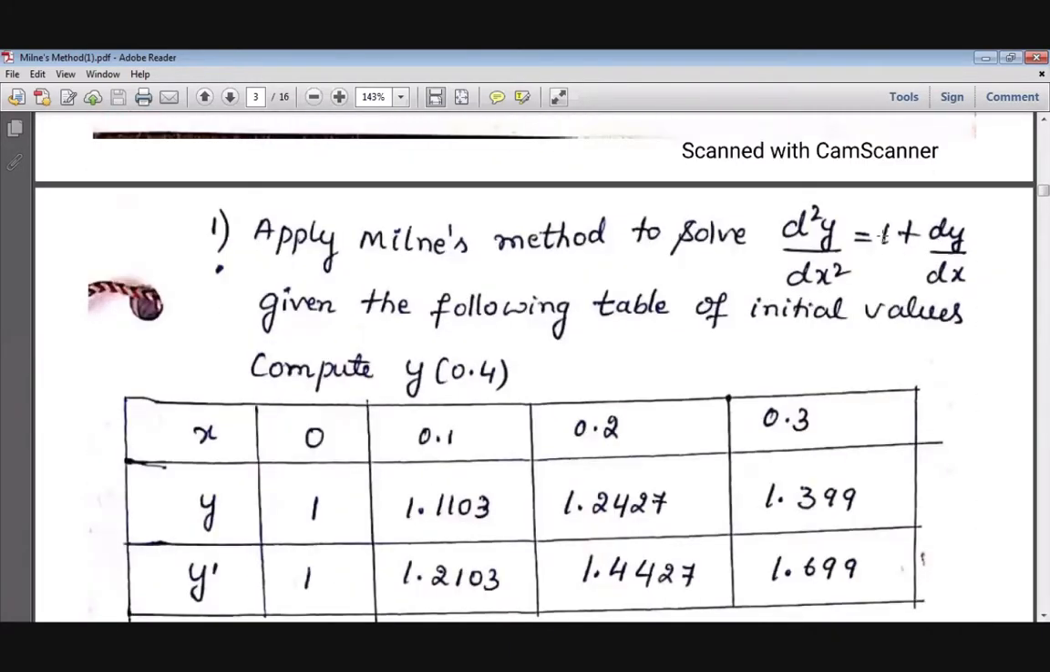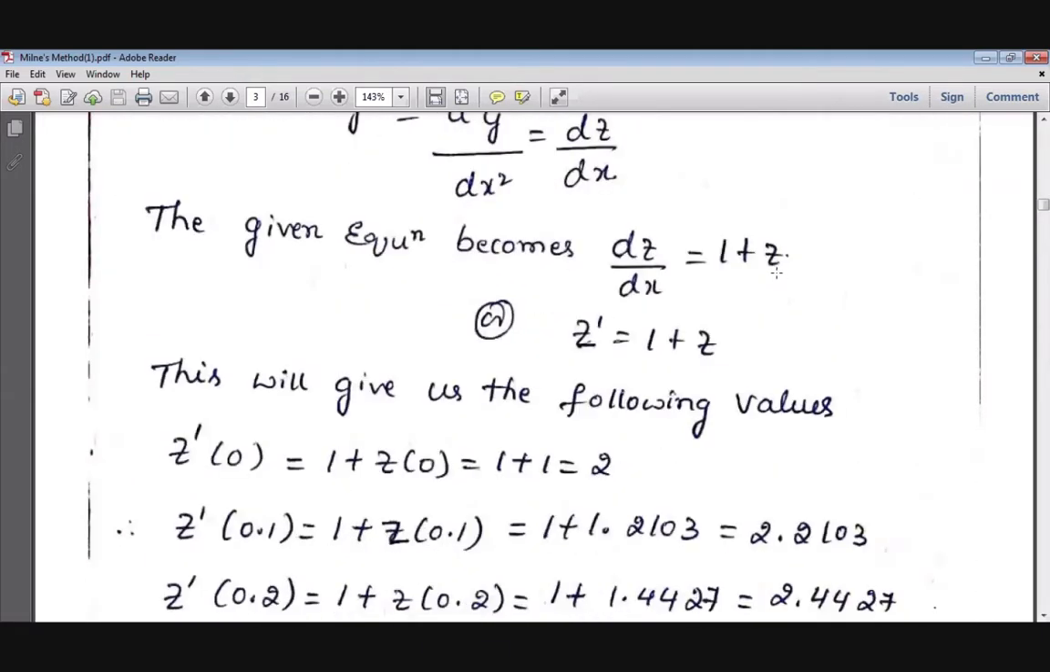And 1 and plus will be same. 1 plus, in place of dy by dx, z. So what happens to the given problem? z dash equal to 1 plus z. This is the new form. It reduces to the new form.